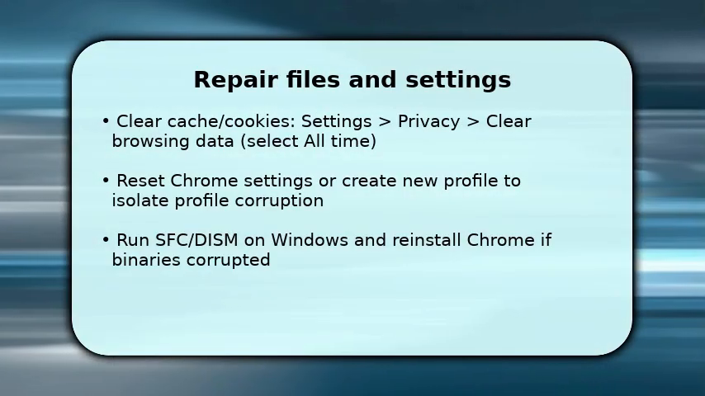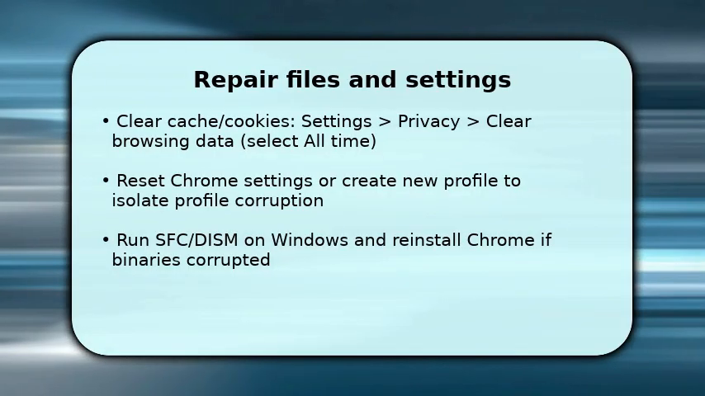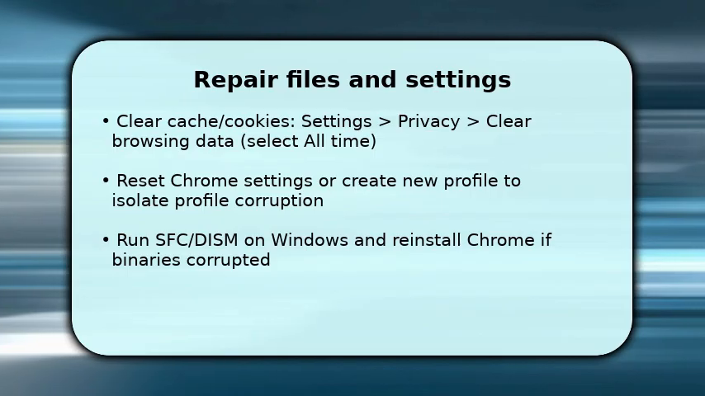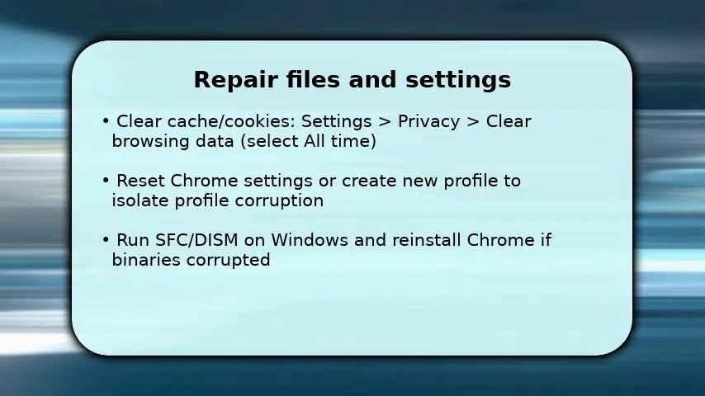Next, focus on corrupted data or profiles. Clear cache and cookies from Settings, Privacy, selecting All time to remove stale resources. This often fixes loading issues. If problems persist, reset Chrome settings or create a new user profile, because profile corruption breaks extensions and sync. On Windows, run System File Checker and DISM to repair OS components that Chrome depends on.